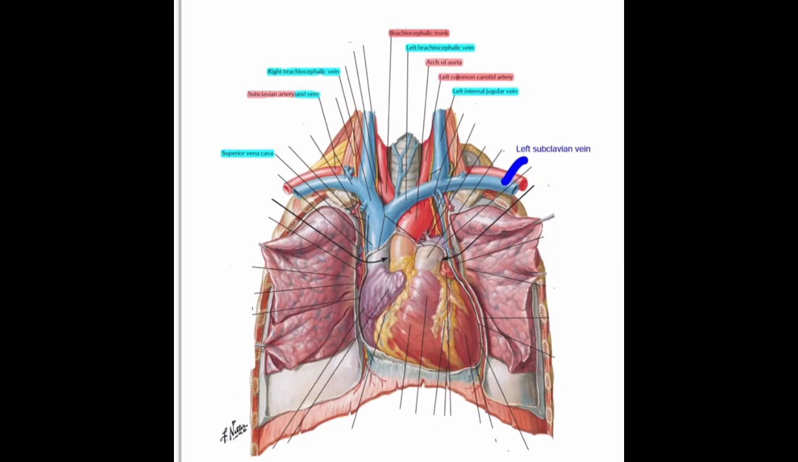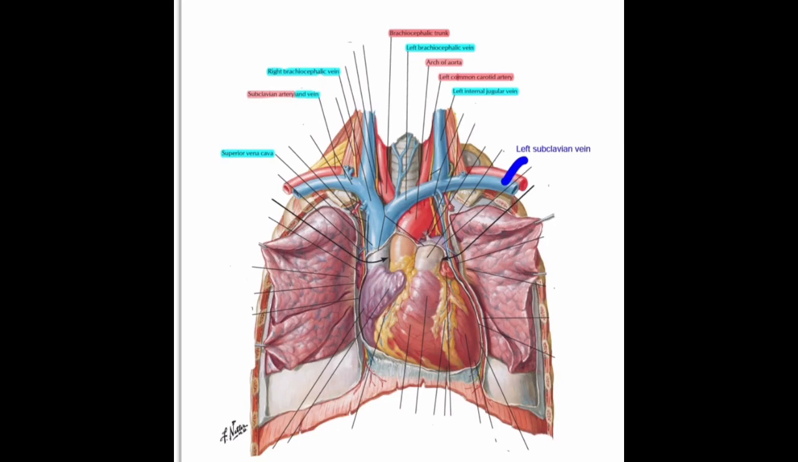Now let's move on to the arterial system. One thing that you should remember is that the venous system is present anterior to the arterial system, and you can very well see it clearly over here. This is important when we'll move on to the cut sections of the chest.